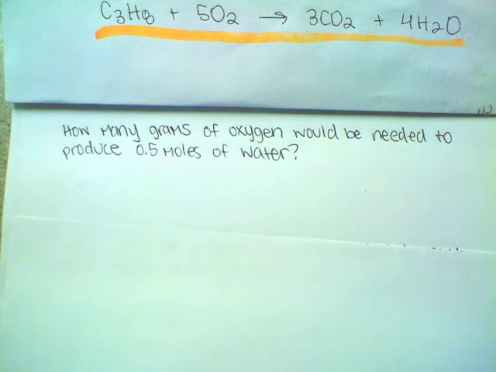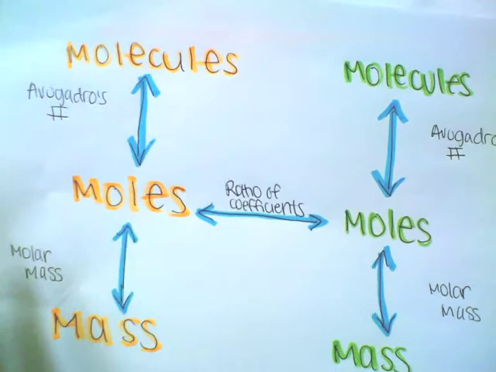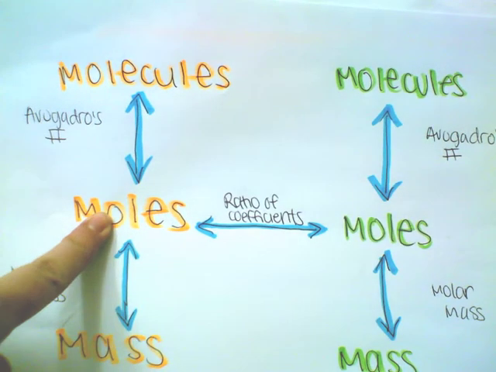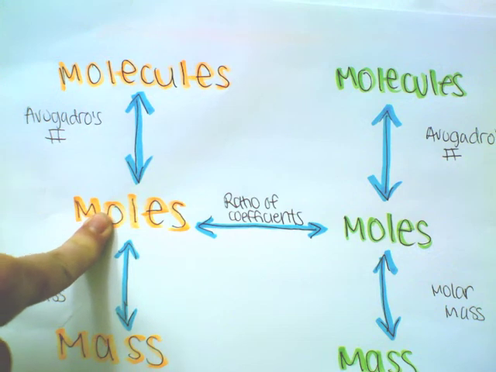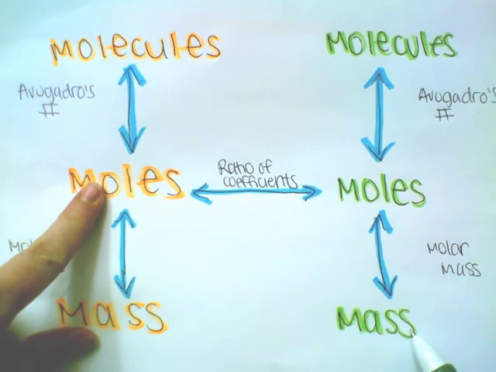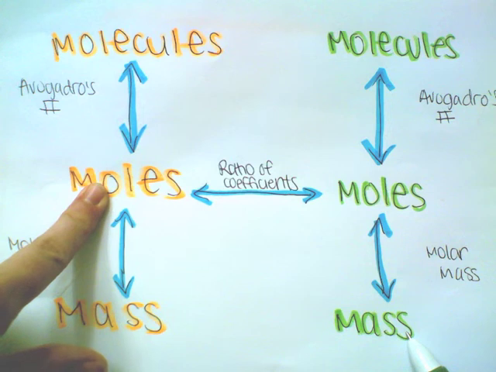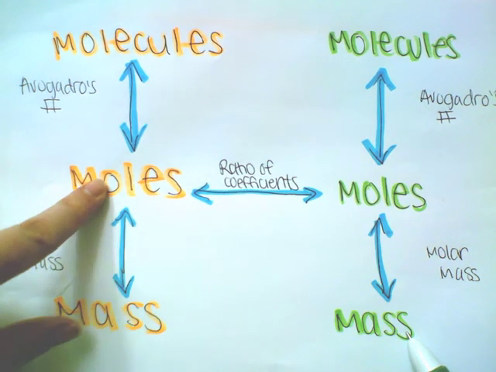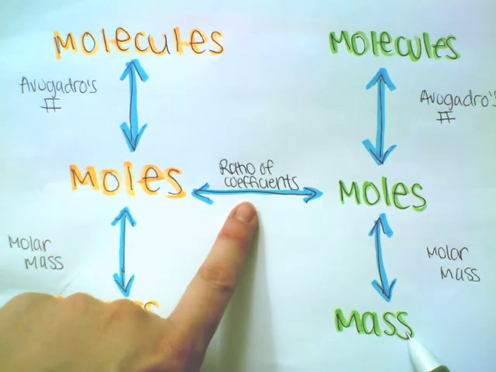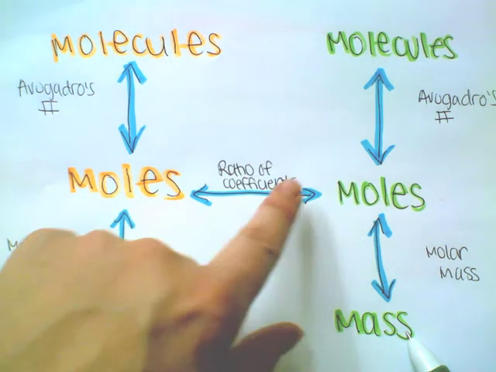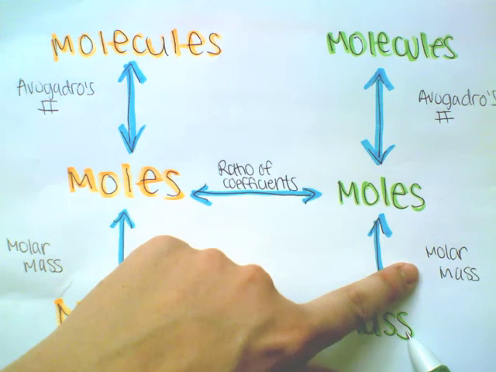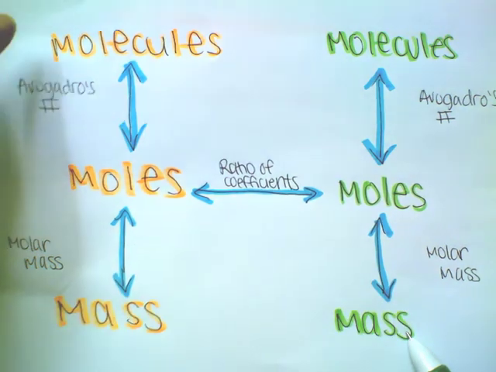We have moles of one thing, and we are asked to find the mass of another. So if you look, we would have to do this in 2 steps. So first I'm going to use ratio of coefficients to go moles to moles, and then I can use the molar mass to go from moles to mass.